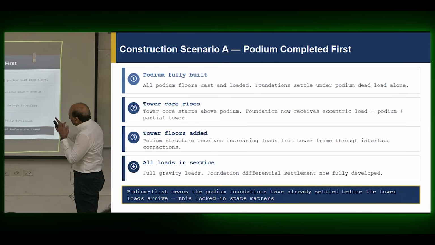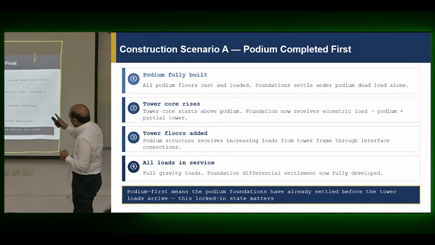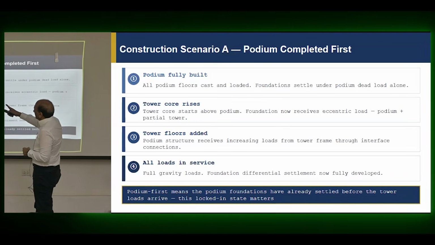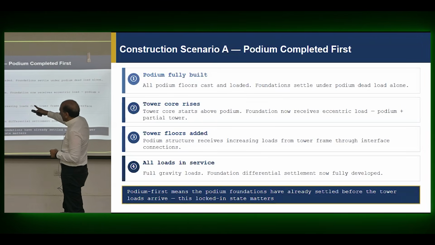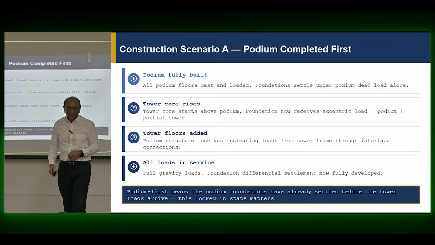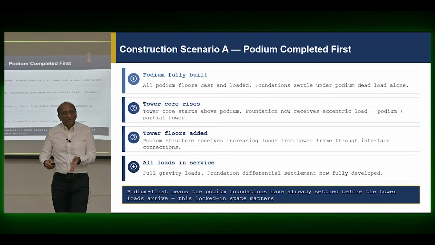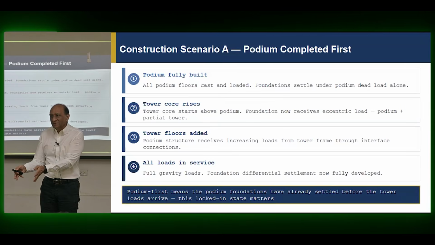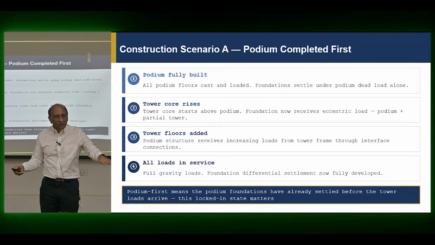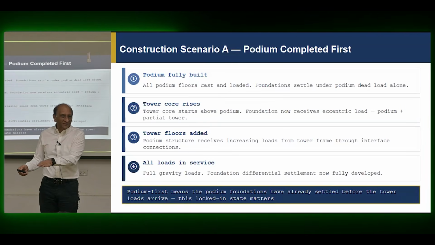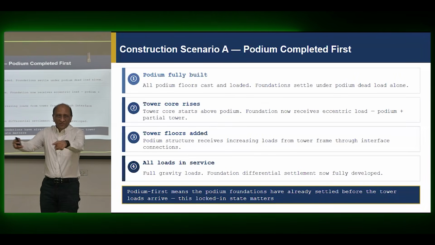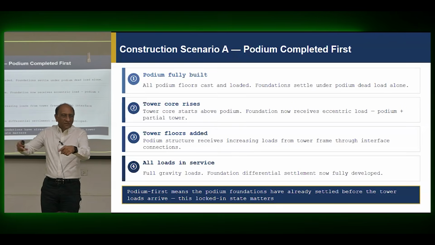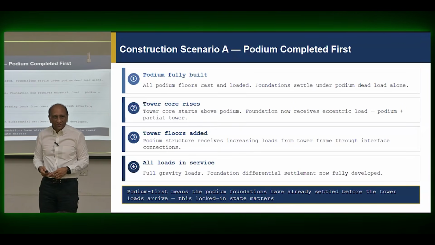So podium fully built, construction scenario A, podium completed first. Then the tower core, after that the tower rises, then tower floors are added and all loads are in service. That's one way to do that. Sometimes they will construct the tower first, podium later, so that the tower has already settled wherever it is supposed to be. Then you just make the podium level with that. That's another approach people can follow, right? But then you need either a gap or a construction joint between them.